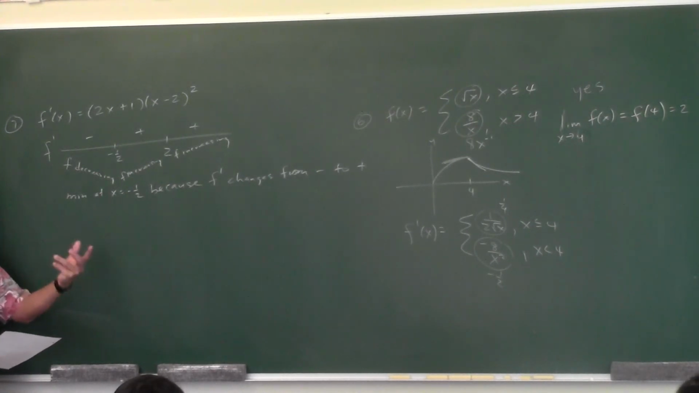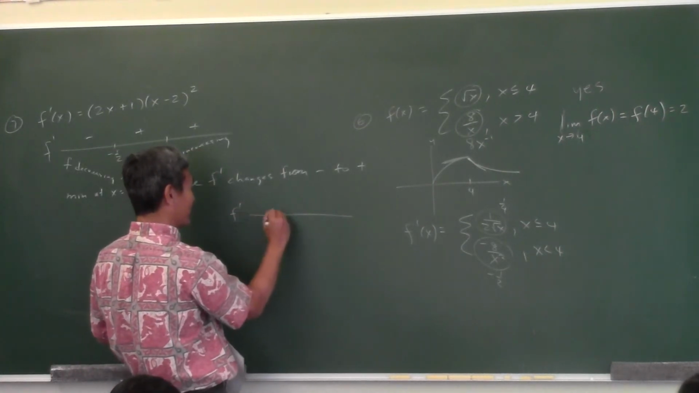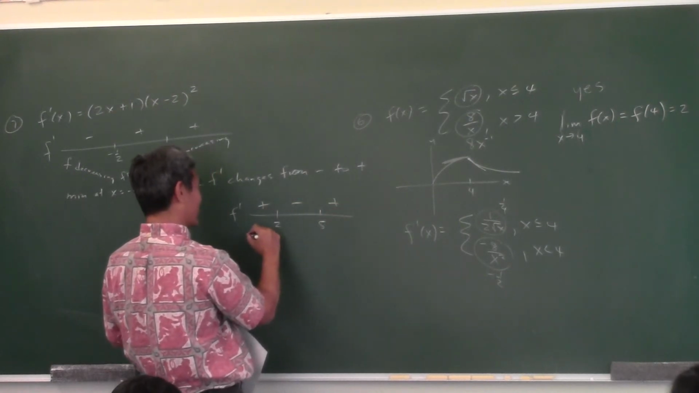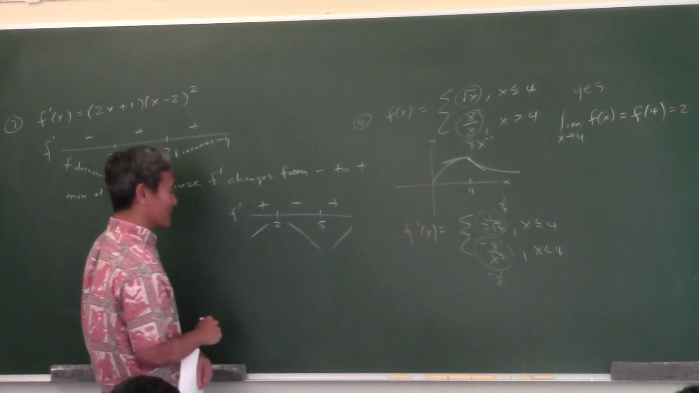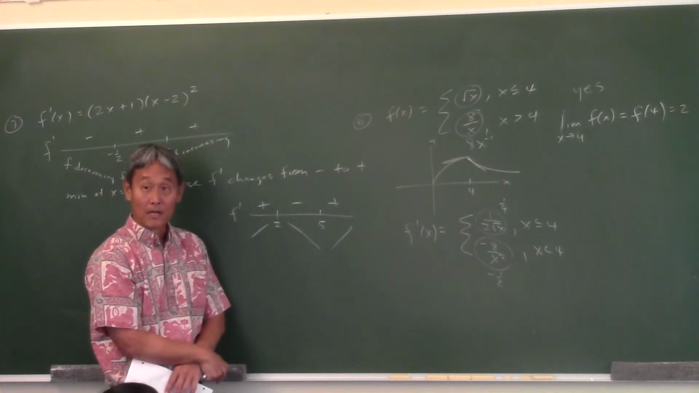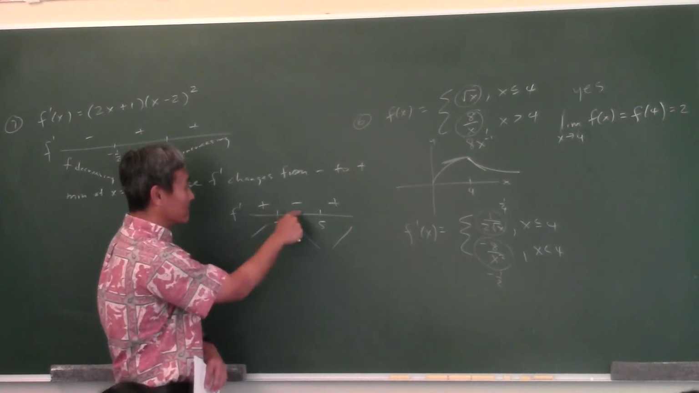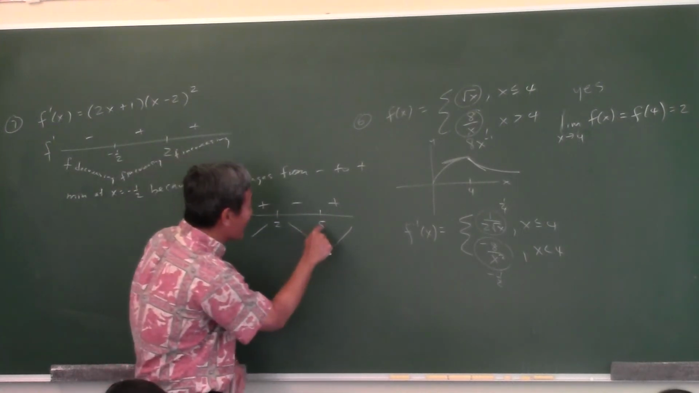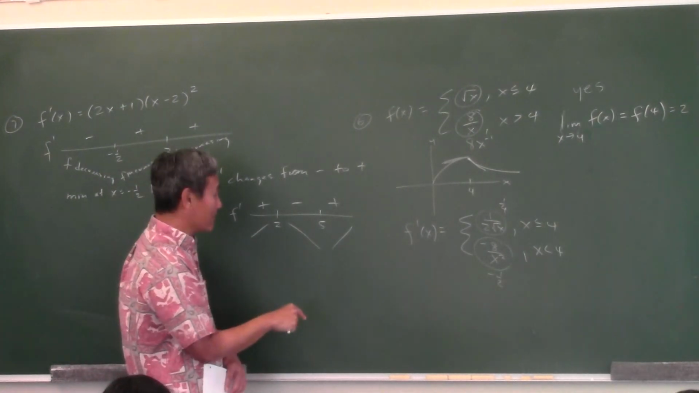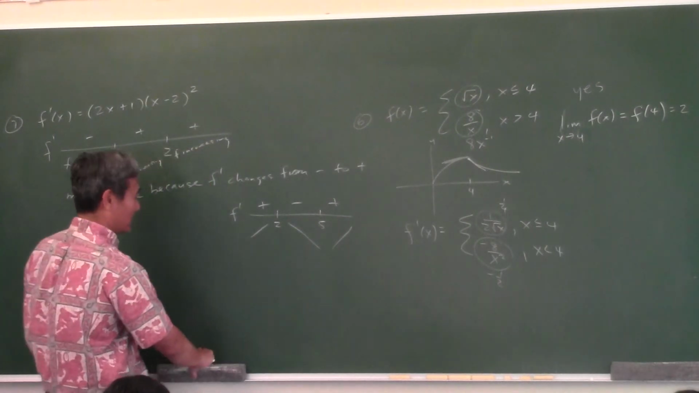So how would you justify a maximum point then? Like here, what if you made a number line for the derivative? Let's say this is 2 and 5. And then you get plus, minus, plus: f is increasing, f is decreasing, f is increasing. There is a maximum at x equal 2 because f prime changes from plus to minus. There is a minimum at x equal 5 because f prime changes from minus to plus. You have to put that sentence in.